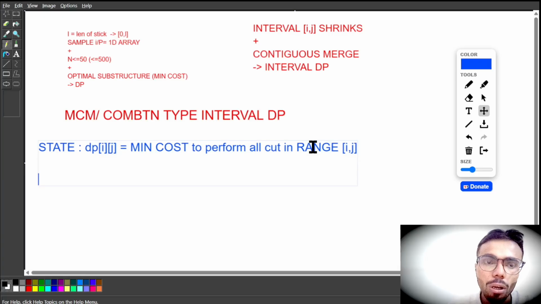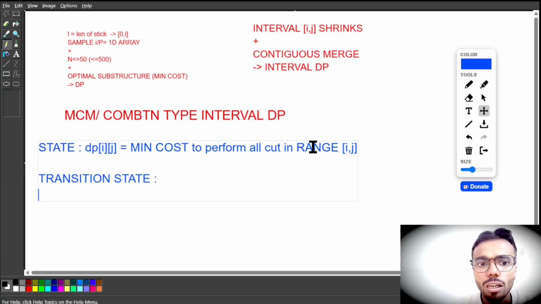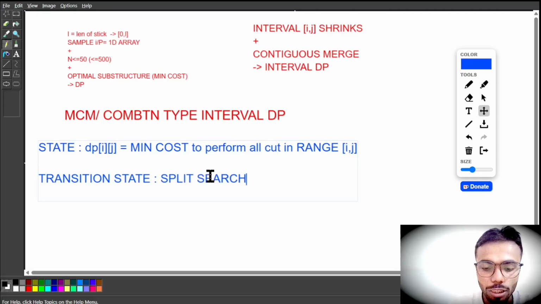Fine. Now, if I look at the transition, what could the transition be here? Look at one more thing, guys. For the transition, we look at all the split points whenever we cut. As we know that in interval DP, if it is of MCM combination type, I choose the split point. So I will iterate over all split points k.